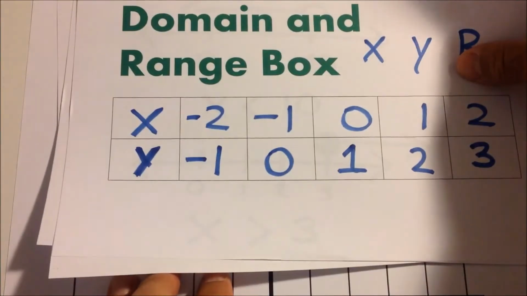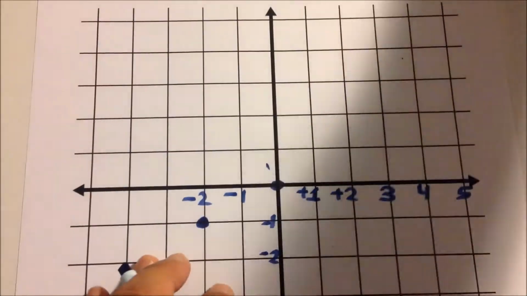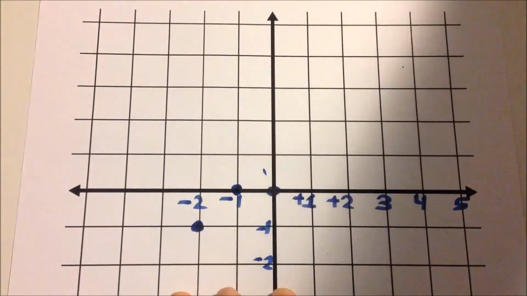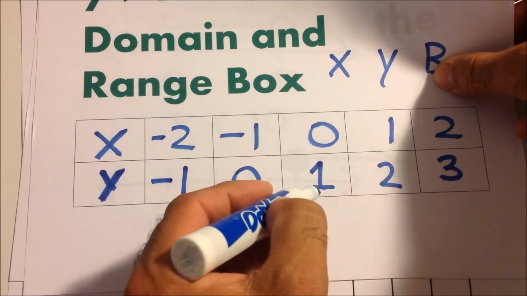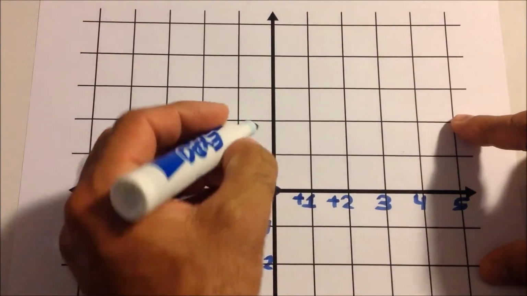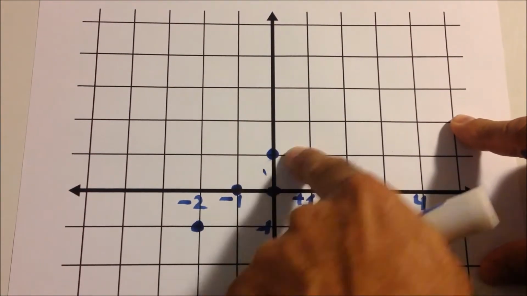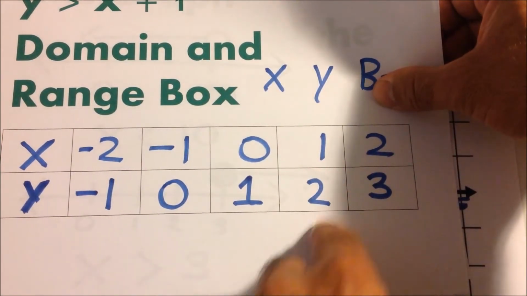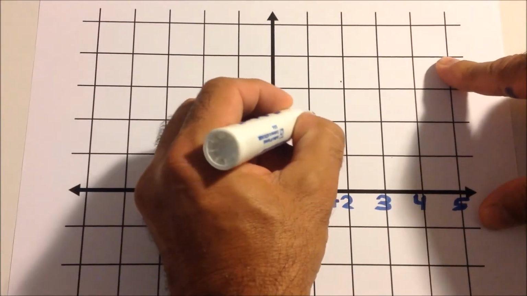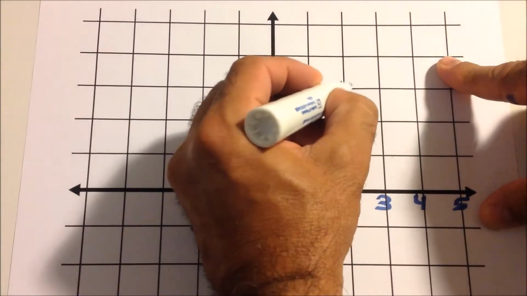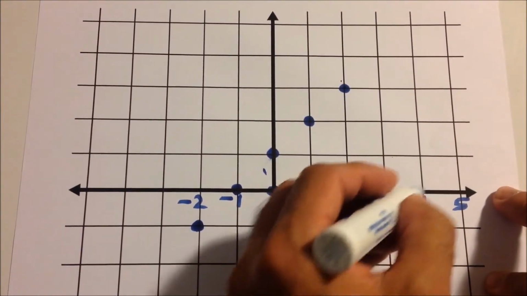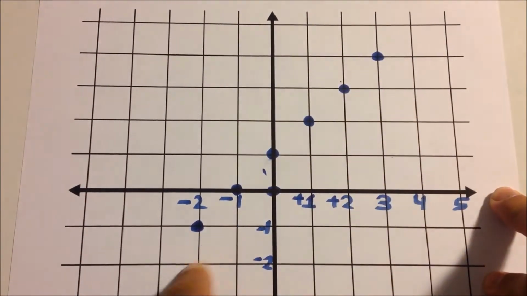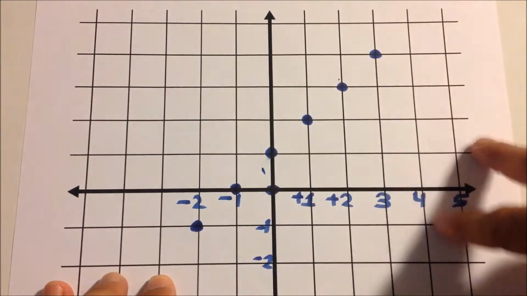And then we see another one. When x is -1, y should be 0. So there's our next dot. When x is 0, y should be 1. So far we're going up. We're making a linear inequality here. When x is 1, y is 2. And when x is 2, y is 3. And we can just keep going. When x is 3, y is 4, and so forth. Now, we're not going to draw a line yet. We're going to just leave it at that.